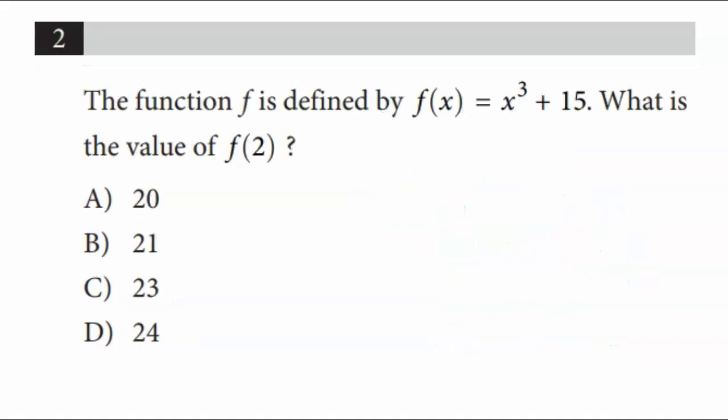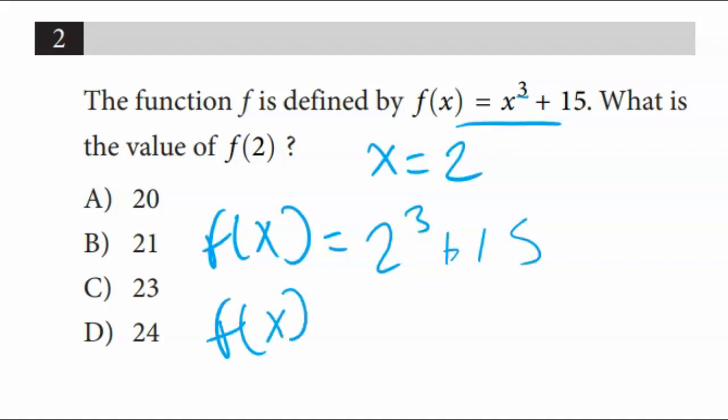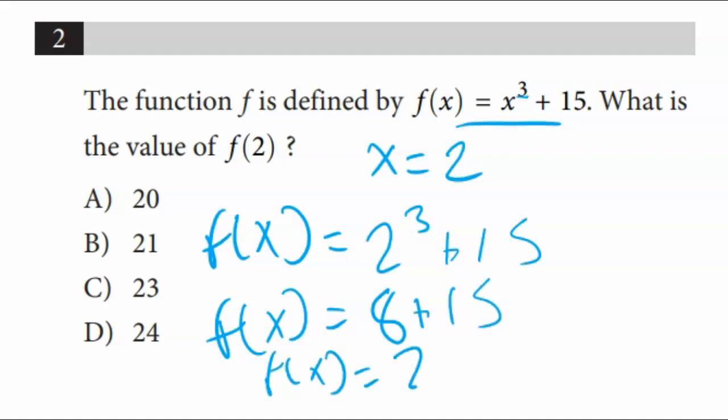Answer choice B. Function f is defined by f(x) equals x cubed plus 15. What is the value of f(2)? So what is the value of this equation when x equals 2? So let's plug it in. We have f(x) equals x cubed, which means 2 is going to be x, so we're going to get 2 cubed plus 15. 2 cubed is 2 times 2 times 2, or you can plug that into your calculator. So you're going to get 8 plus 15, and that's why f(x), when x equals 2, equals 23. The answer choice is C.